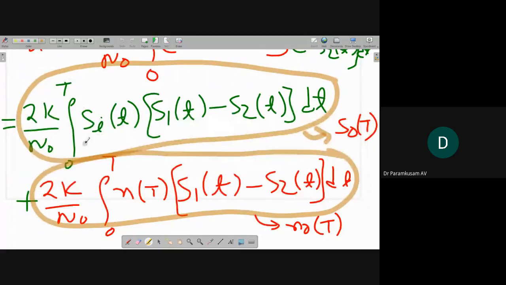Look at the matched filter: the integral from 0 to t of si of t into s1 of t minus s2 of t dt, and the integral from 0 to t of n naught of t, the integral from 0 to t of n of t into, sorry, this is t, n of t into s1 of t minus s2 of t dt. That is n naught of t.